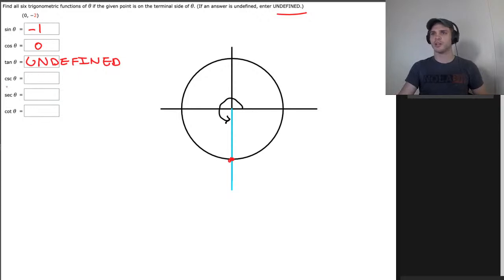The cosecant. So cosecant is 1 over sine, and 1 over negative 1 is negative 1. And then the secant is 1 over cosine, and 1 over 0 is undefined. And then the cotangent is the cosine over the sine. So cosine is 0, sine is negative 1, 0 divided by negative 1 is 0.